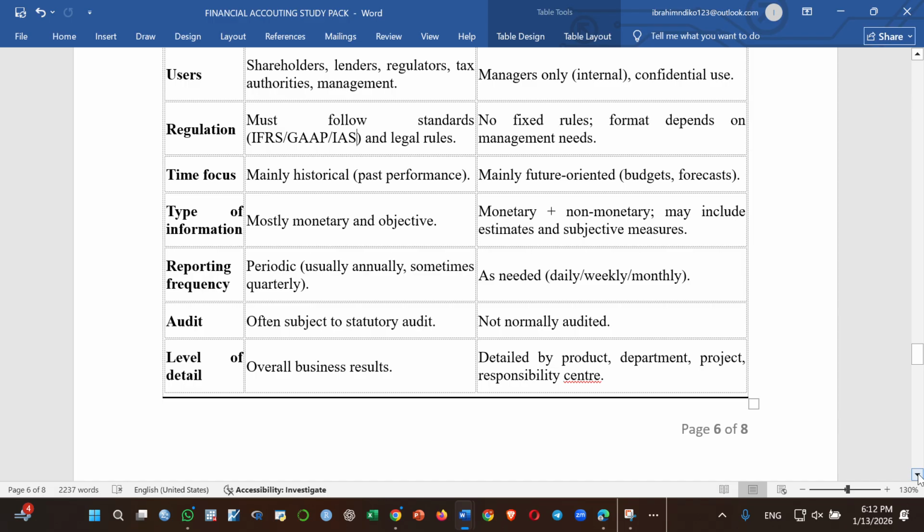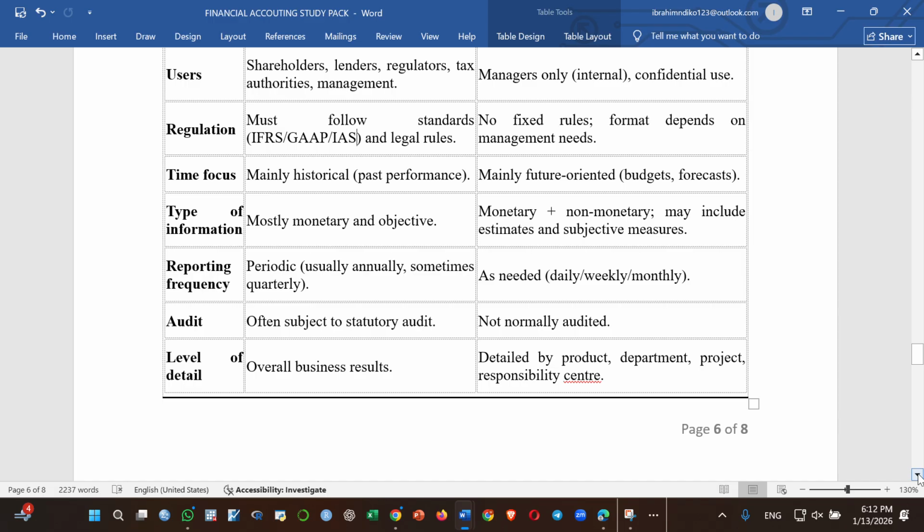Level of detail. Financial accounting provides information about the business overall. It's an overall business result. Management accounting provides information on the basis of a department, project, or center. So it is not for the business as a whole.